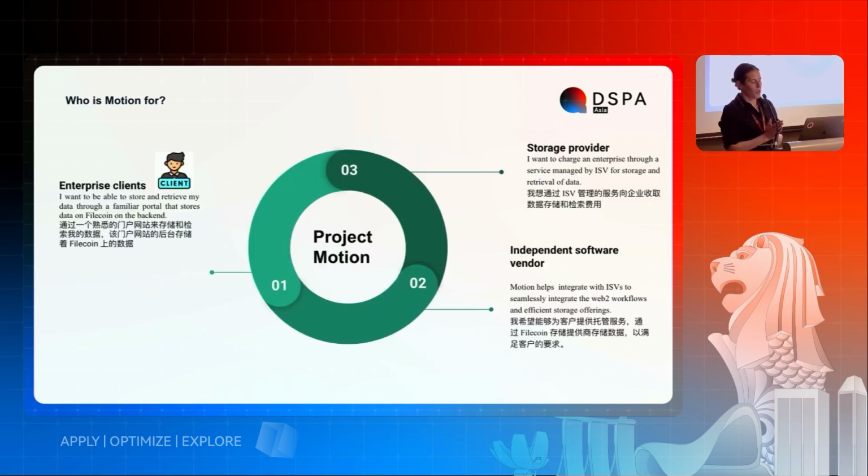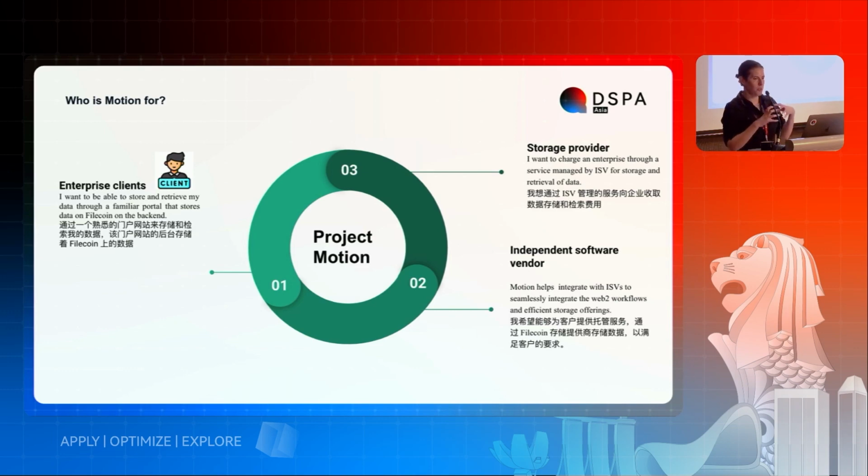So who is Motion for? If you review this cycle of users, there's the enterprise client. And what do they want? They want to be able to store and retrieve any data through a familiar portal that stores data on Filecoin as the backend. And then we have the storage provider, who just wants to charge an enterprise to store data. And the independent software vendor sits in between the two.